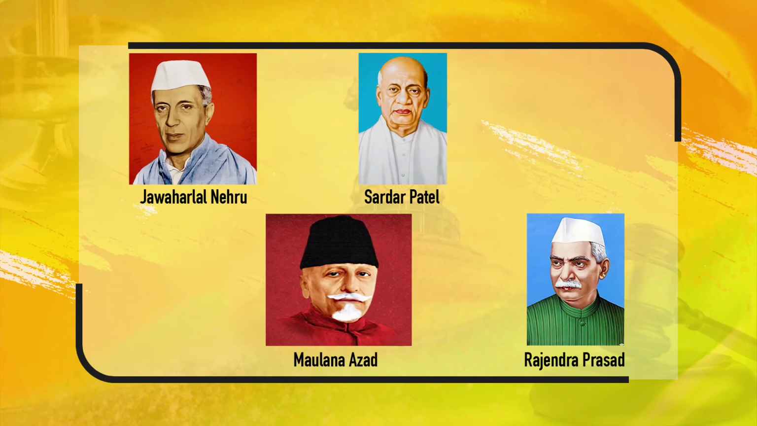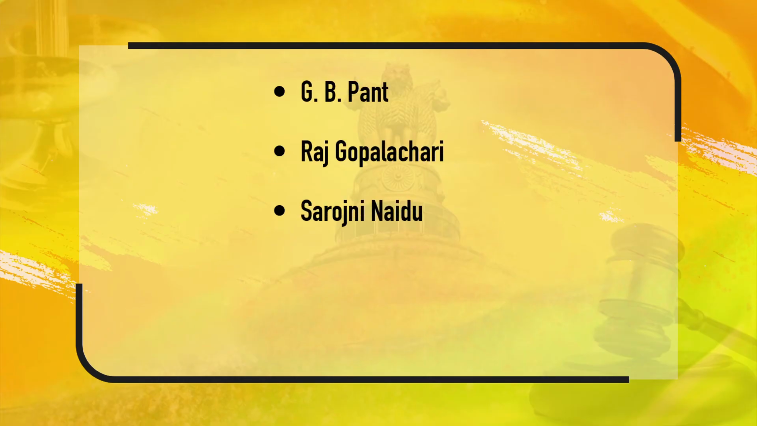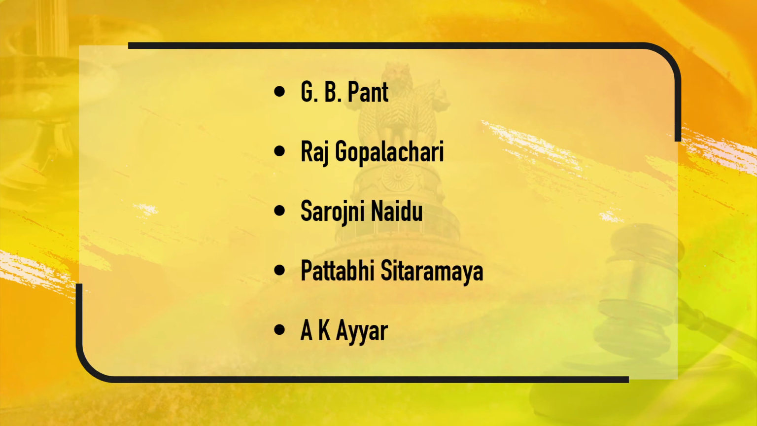Leaders like Jawaharlal Nehru, Sardar Patel, Rajendra Prasad and Maulana Abul Kalam Azad were the members of the Constituent Assembly. These four formed what Granville Austin called oligarchy within the Constituent Assembly in view of their influence, wisdom and godlike status. The other leaders in the Constituent Assembly included G.B. Pant, Raj Gopalacharya, Sarojini Naidu, Pattabhi Sitaramayya, A.K. Iyer, etc.